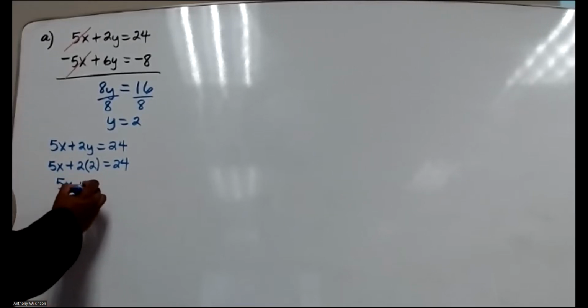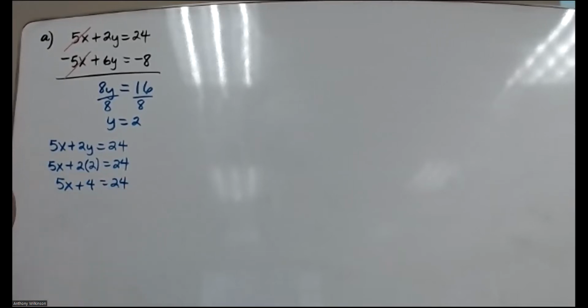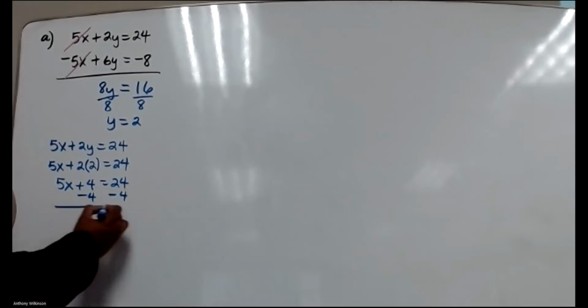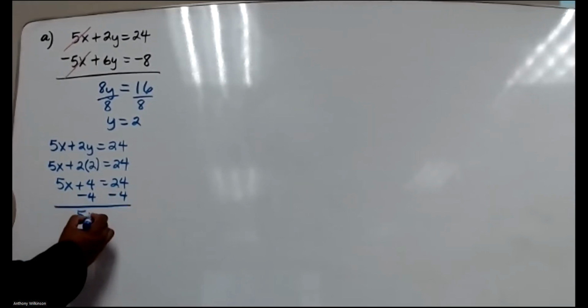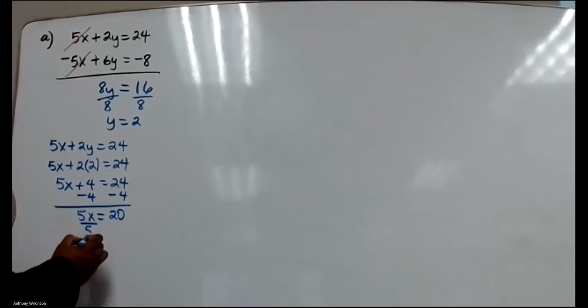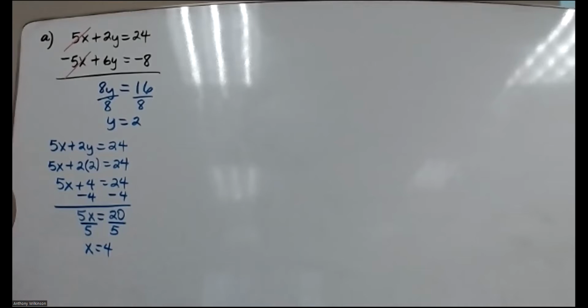Two times 2 will be 4, so 5x plus 4 is equal to 24. Then to get that 5x by itself, we subtract 4. We get 5x is equal to 20. Divide both sides by 5. That would mean x is equal to 4. So we know what x is, that's 4, and the y is already 2.